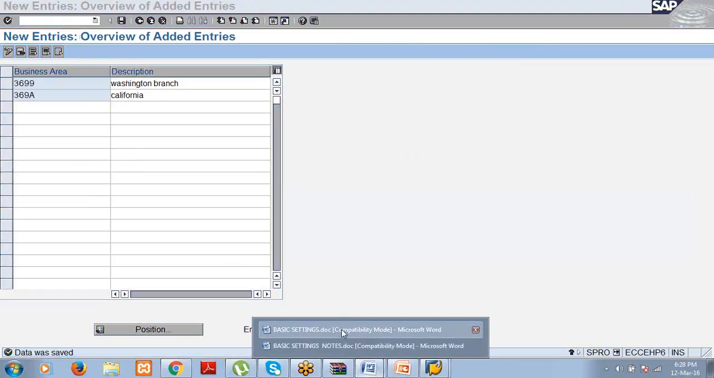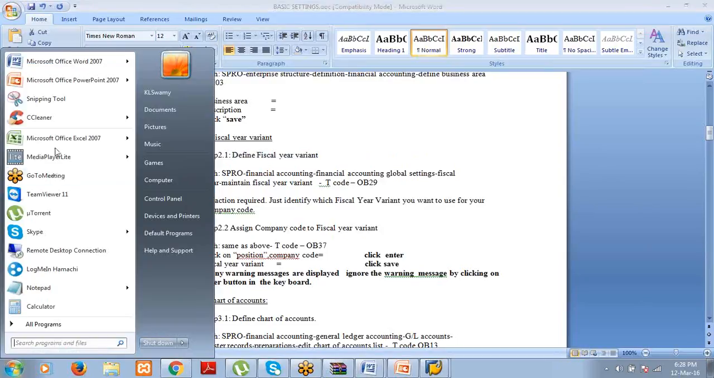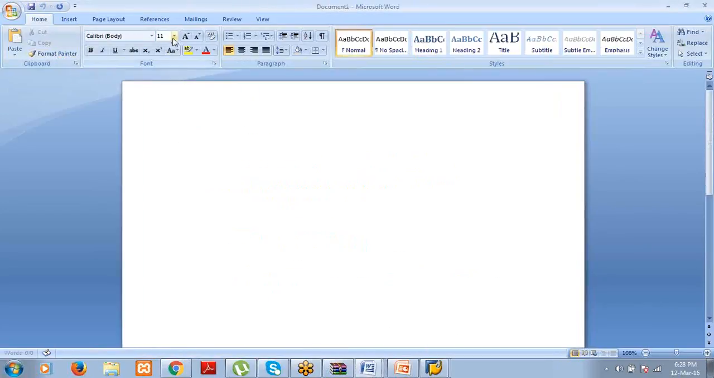Now, see the next step. Main fiscal year variant, right? Under that, step number 2.1, define fiscal year variant. First we have to understand what is variant. After that, what is fiscal year, right? Please put heading in the notes: fiscal year variant. Under that, heading is variant.